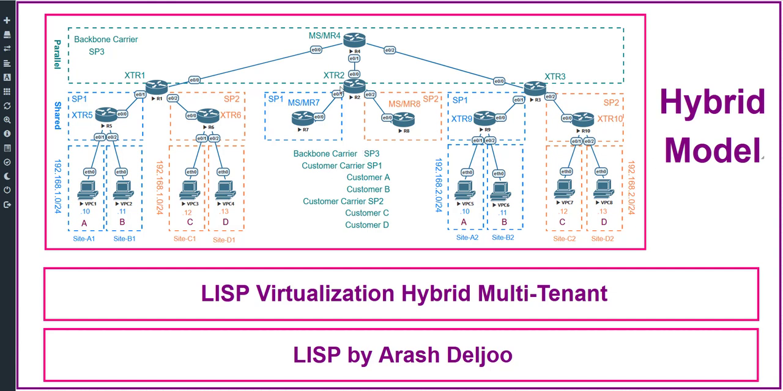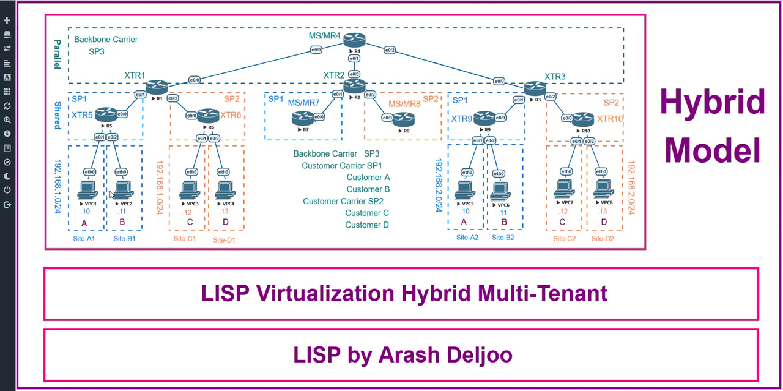Here you know that we are using the parallel model, such as in the previous scenario. For example, we have two RLOC spaces in the backbone carrier and also two logically separated underlays for each RLOC space. After that, we will have connectivity between the service provider 1 sites and also the service provider 2 sites.